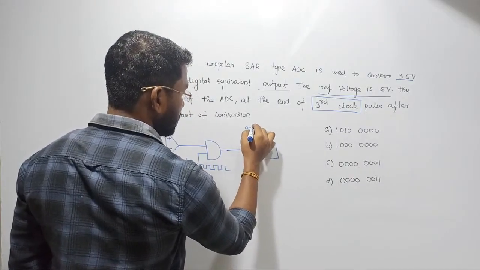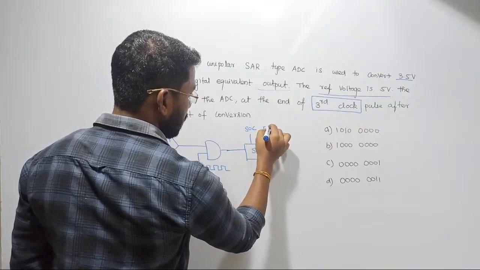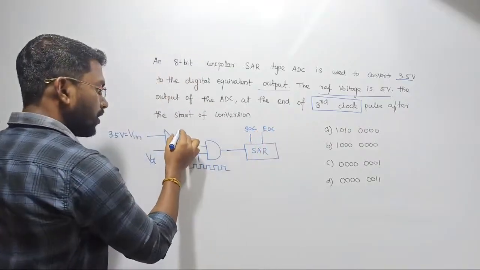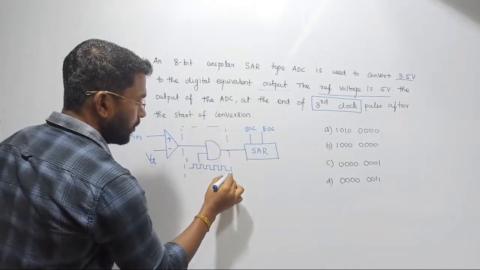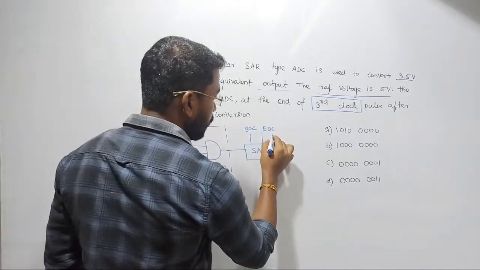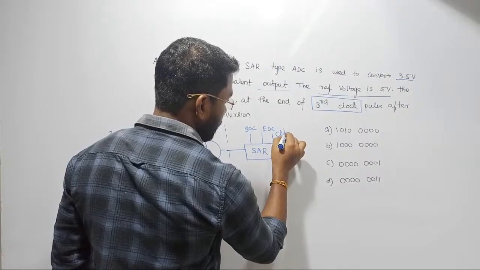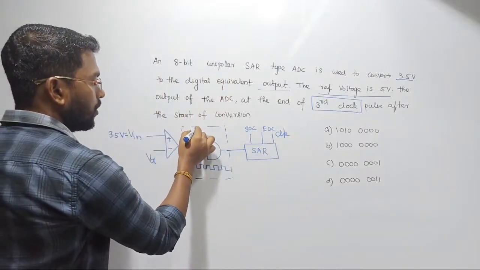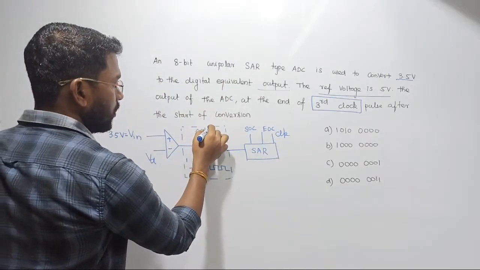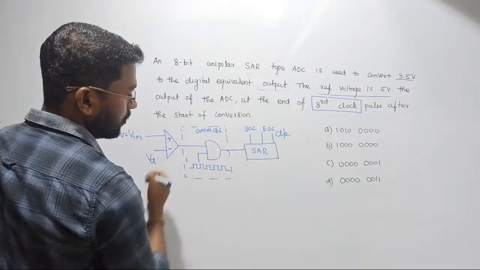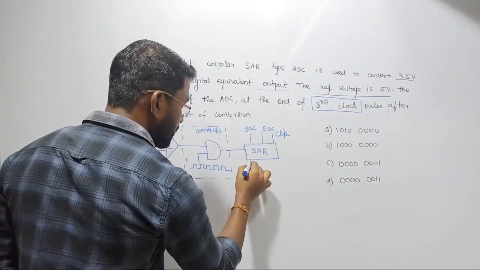Here we have 2 pins, start conversion and end of conversion. Fine. Actually, in some circuits they will give you a control circuit and put a clock here separately, and this is called the control circuit. They won't show these things at all. Fine. Anyway, let us see the operations.